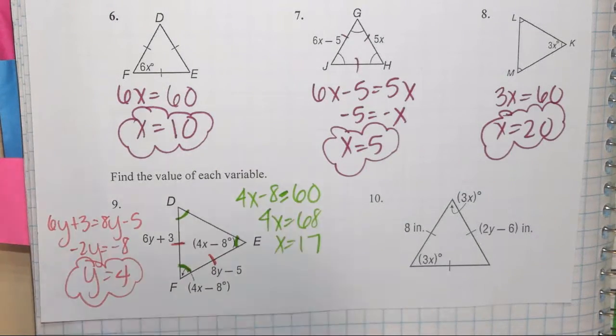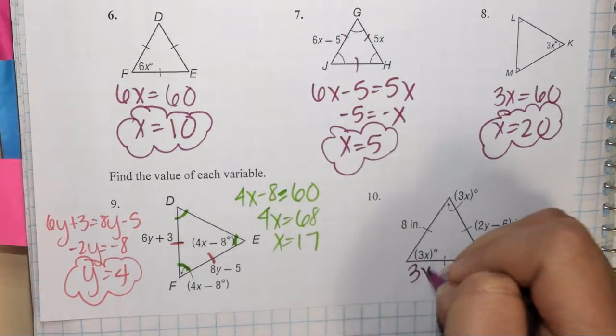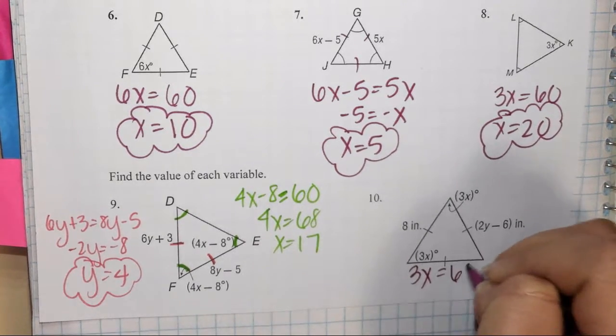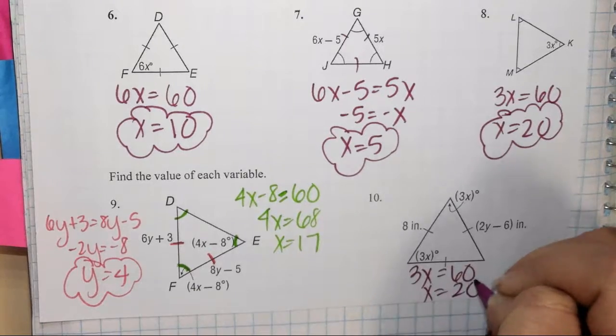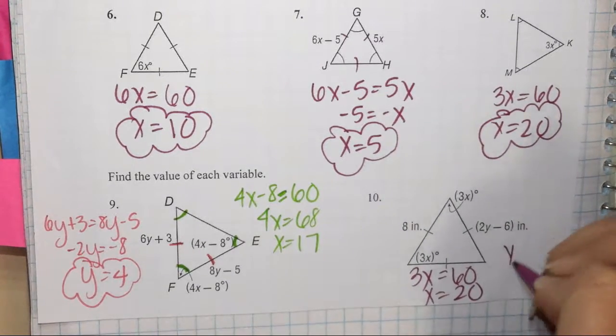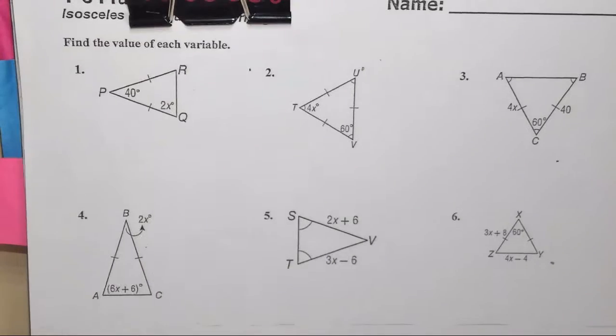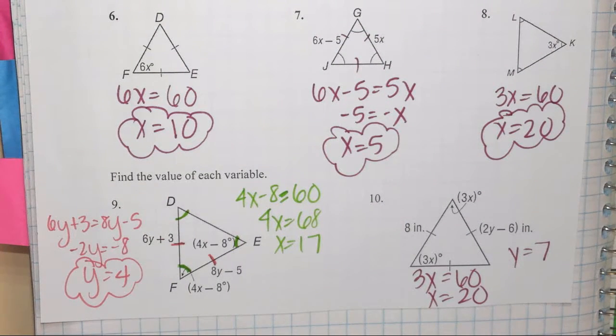You cut in half and share. Did y'all get x equals 20 and y equals 7? Yay! Alright, work on these. When you're done, you can turn it into the tray.